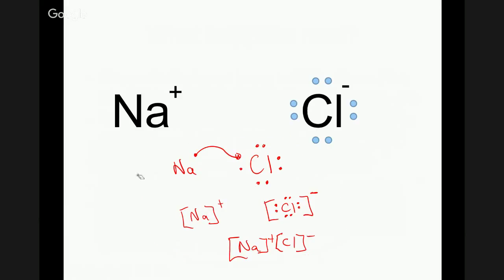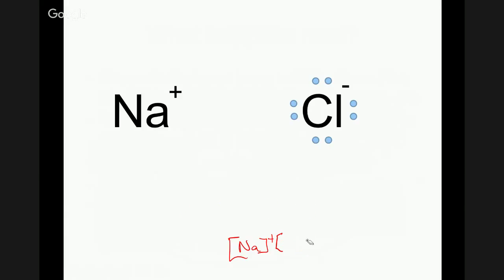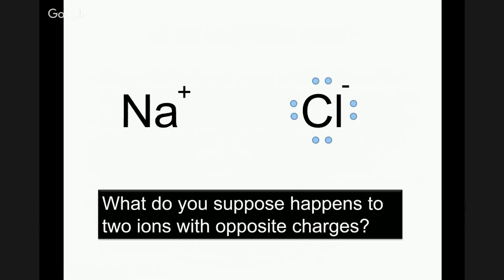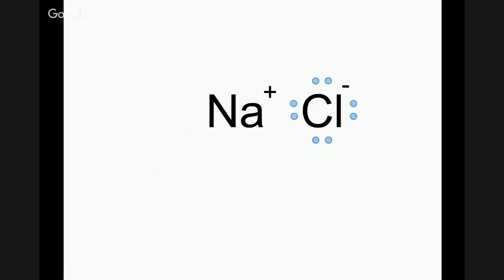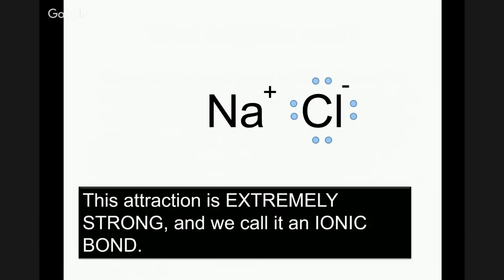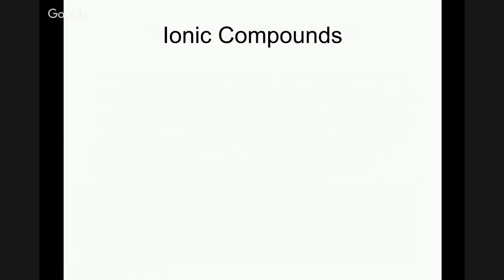Again, I'm going to erase that because I had the animation there. Right, and this is an extremely strong bond. We call it an ionic bond. All right, a very, very strong bond. And anything that has an ionic bond, we call an ionic compound.